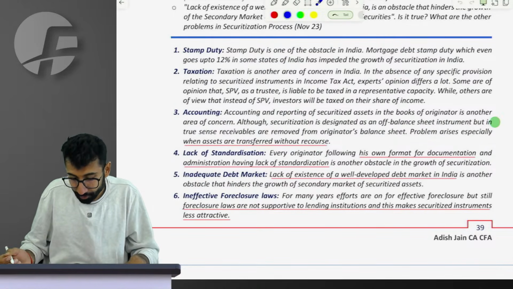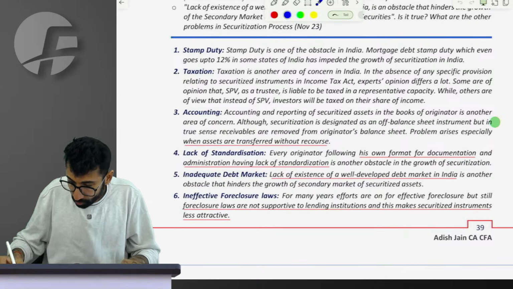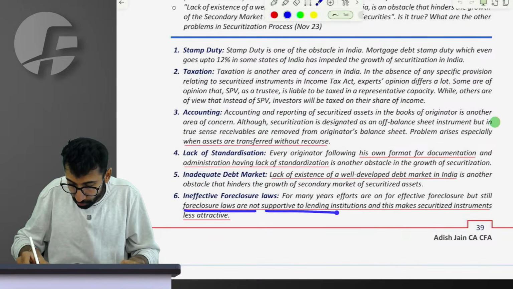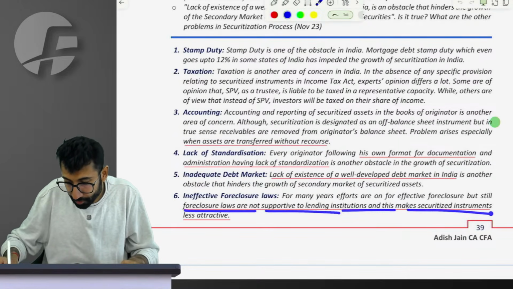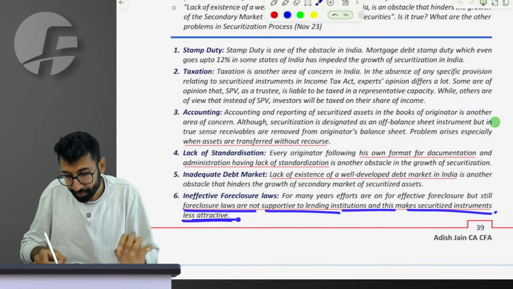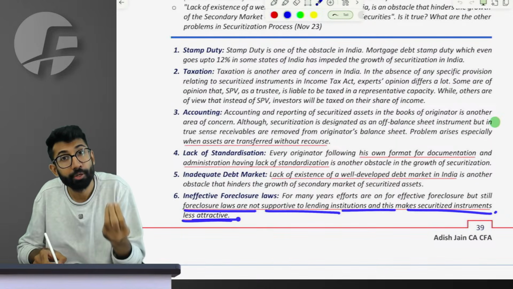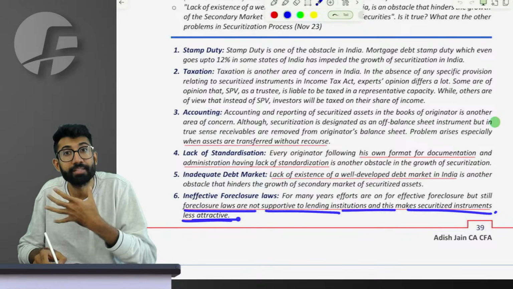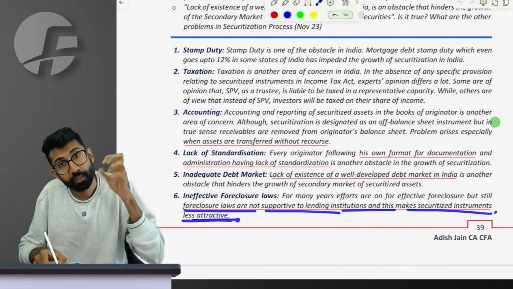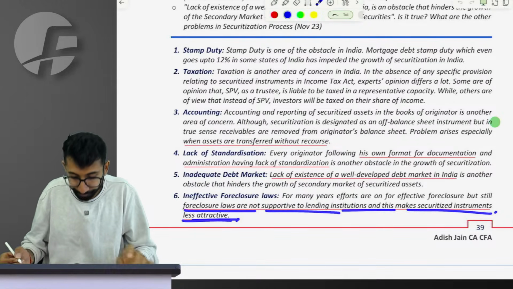Perfect. So since there are 6 points, you will have to write down all 6 of them for a 4-mark question. Correct? So foreclosure laws are not supporting lending institutions. This makes securitization instruments less attractive, because if you're not able to recover the amount from the obligor, as an investor of those securities, ultimately you will have to bear the loss.